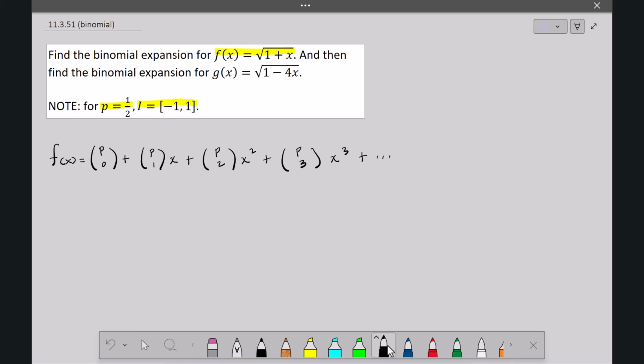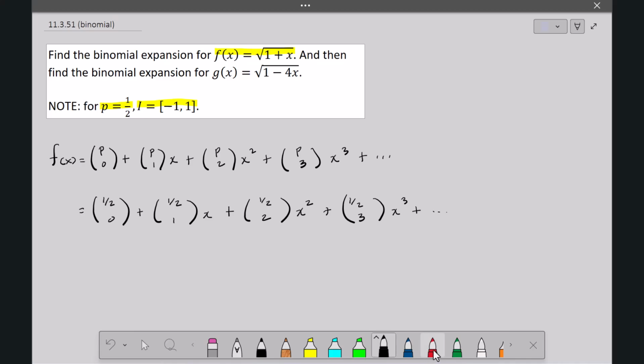So for us, we are going to have a p-value of 1/2, so we will have 1/2 choose 0 plus 1/2 choose 1 times x plus 1/2 choose 2 times x squared, etc. So we need to figure out these coefficients. Let's do the first two instantaneously. 1/2 choose 0 is 1. There's only one way to choose 0, and that is to choose nothing. 1/2 choose 1 will always be p.